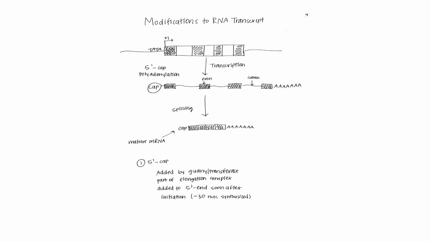A lot of times the way they have it drawn in the textbook, or even sometimes the way I draw it here, you have the primary transcript, then they show it being modified with a 5' cap. But that's really not the way it happens. The 5' cap is added very soon after initiation. In fact, after around 30 nucleotides are synthesized, the cap is already on there. So it happens very soon, because it's part of the elongation complex. So it's added by the guanyl transferase. Let's take a look at a drawing of what it looks like.